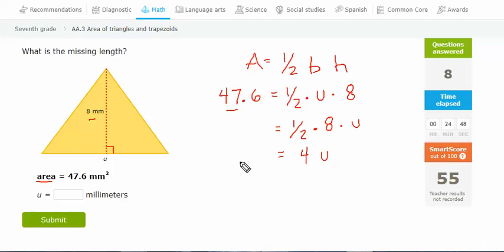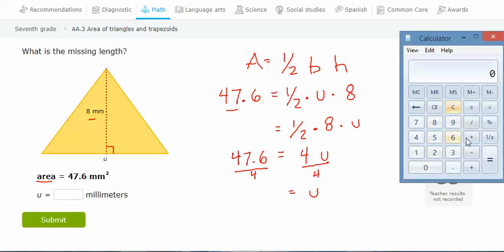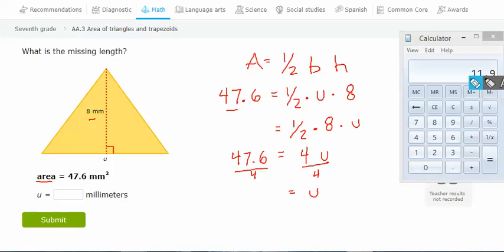4u equals 47.6. Alright, so we need to know what u is, so we're going to divide both sides by 4. The 4s cancel out, u is left. Grab the calculator and we're going to do 47.6 divided by 4 equals 11.9.